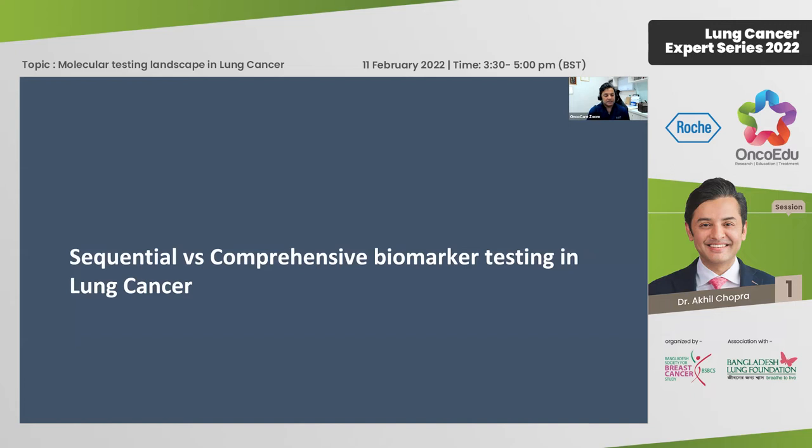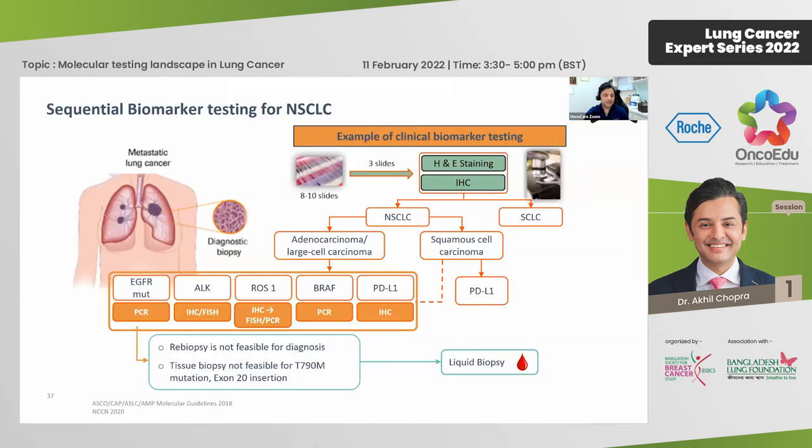So what is sequential versus comprehensive biomarker testing? What does that mean? And what are the pros and cons of each approach? Sequential biomarker testing: you have a patient with a lesion in the lung, or multiple lesions suggestive of lung cancer. The patient will undergo a diagnostic biopsy, because the biopsy is still the gold standard to make the diagnosis of lung cancer. Let's say approximately 8 or 10 slides are produced from the biopsy specimen.